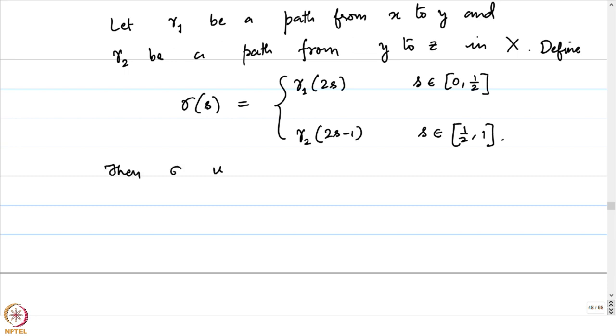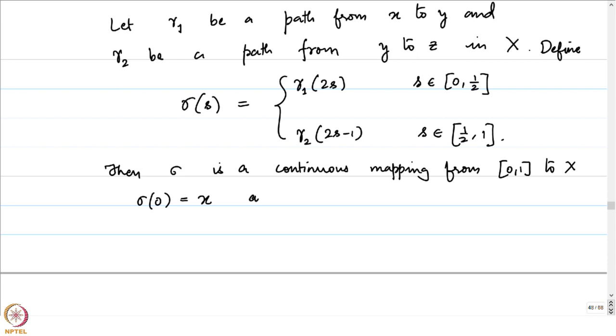Then sigma is a continuous mapping from [0, 1] to capital X, and moreover, sigma of 0 will turn out to be gamma 1 of 0, which is equal to X, and sigma of 1, if you check, will be gamma 2 of 1, because S is now here, and it will be 2 minus 1, so gamma 2 of 1, which is equal to Z. So we get hold of a path now from X to Z.